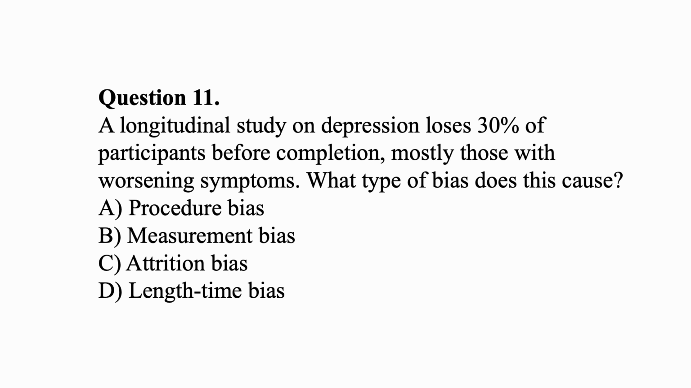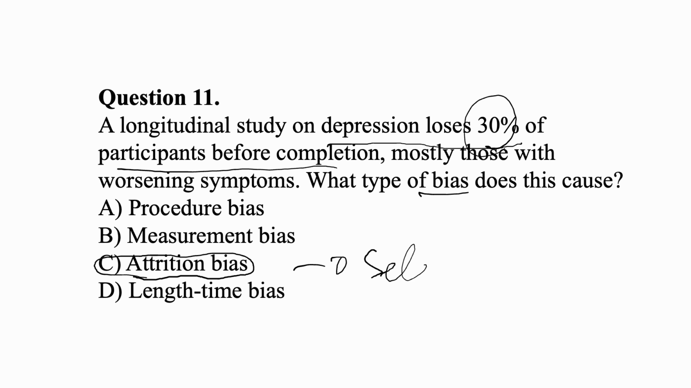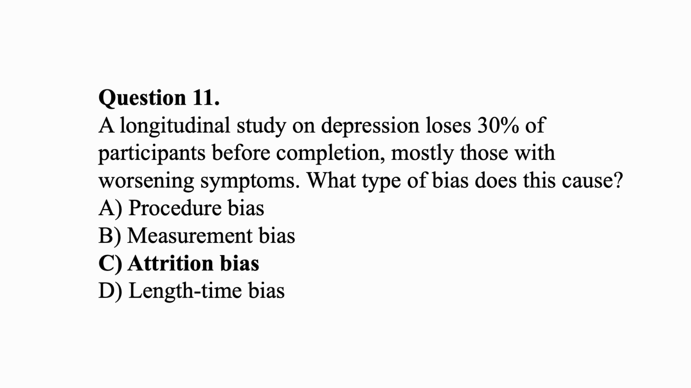So here we have a study in which 30% of participants are lost to follow-up before completion. So this is a classic example of C, attrition bias, which is a type of, what type of bias? Selection bias. So sometimes in the question they might also just use selection bias in the answers, and you need to know that attrition bias is one form of selection bias.